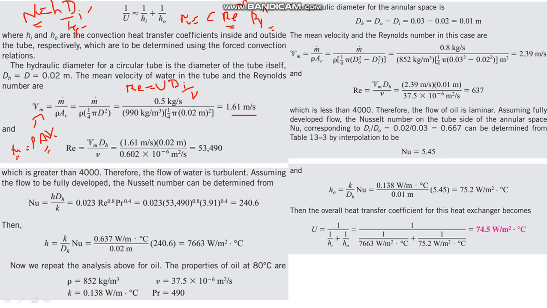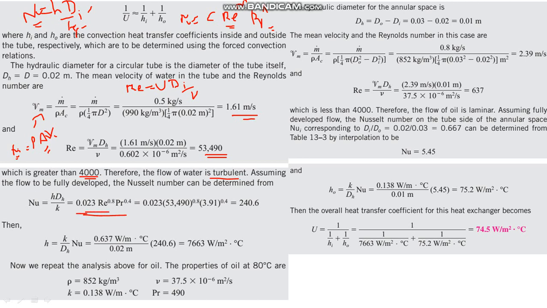It is found to be 1.161. Just put it in the Reynolds formula and you find the Reynolds number. If you see the data book, the Reynolds number is greater than 4,000. That means it is a turbulent flow. For turbulent flow in a pipe, we have to use the correlation called the Dittus-Boelter correlation. This is more important.